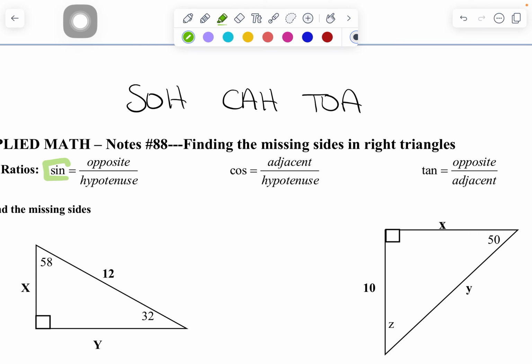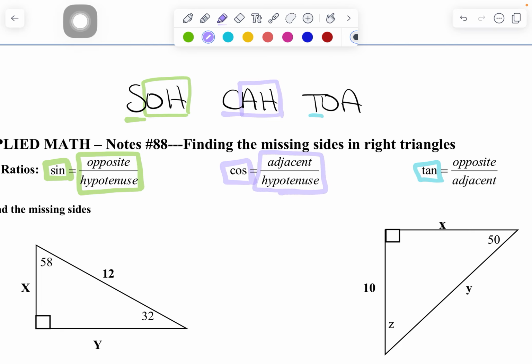The first one is for sine, that's your S. The second one is for cosine, that's your C. And the third one is for tangent, that's the T. And these letters, OH, AH, and OA, stand for the opposite, the adjacent, and the hypotenuse. And those are sides of a triangle. So for sine, the OH here is for the opposite side over the hypotenuse. For cosine, the AH here is to help you remember adjacent over hypotenuse. And TOA, the OA, is to help you remember opposite over adjacent.